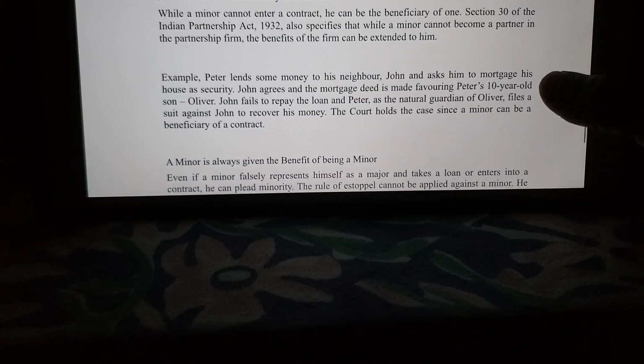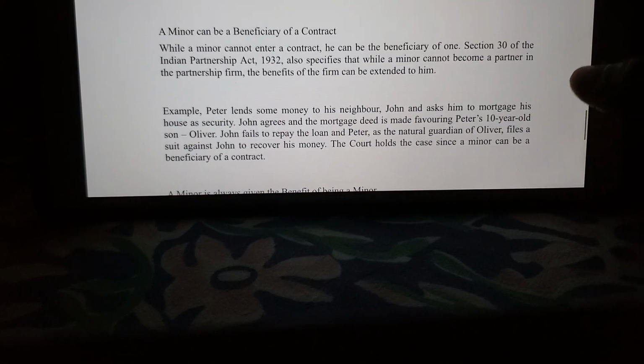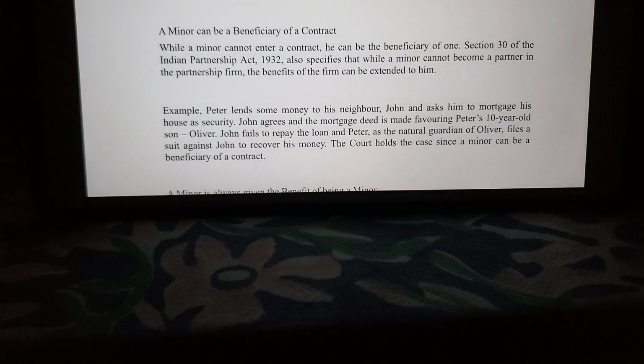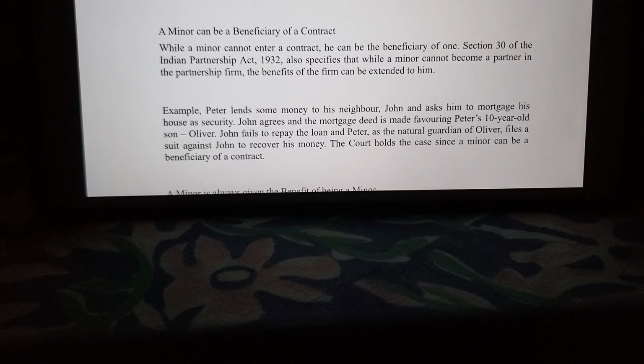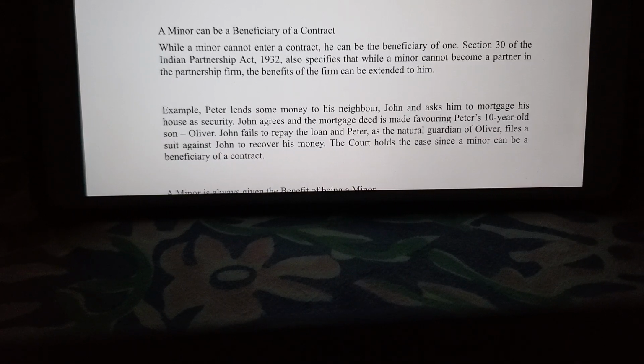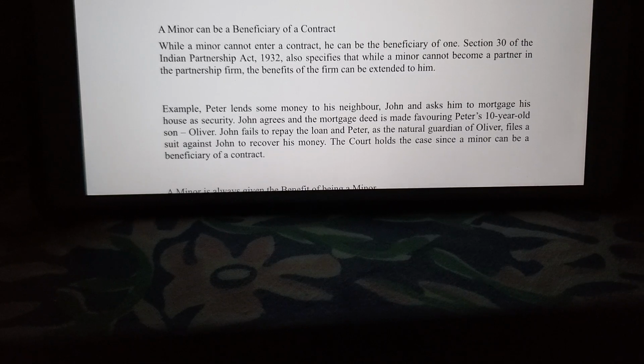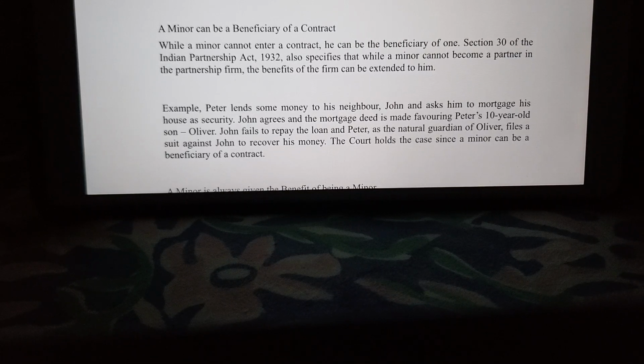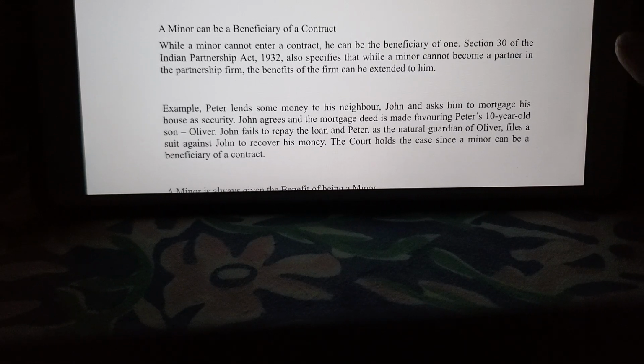A minor can be a beneficiary of a contract. While a minor cannot enter a contract, he can be the beneficiary of one. Section 30 of the Indian Partnership Act 1932 also specifies that while a minor cannot become a partner in the partnership firm, the benefits of the firm can be extended to him.